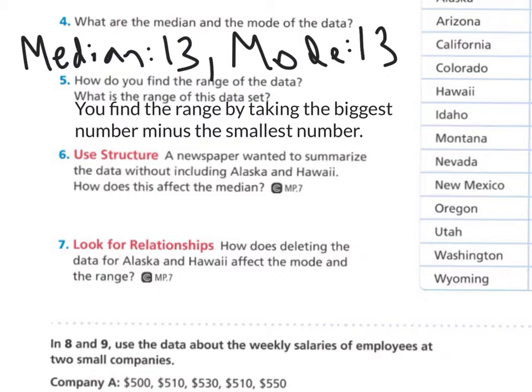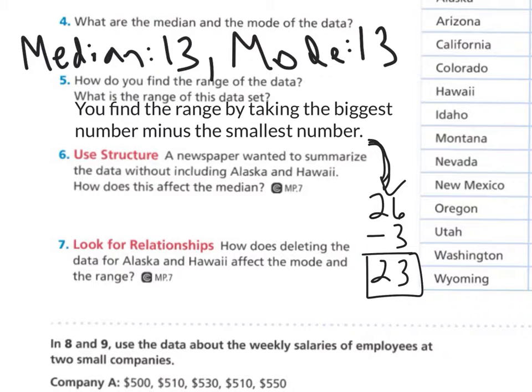Our biggest number was 26. And our smallest number was 3, so 26 minus 3 would be 23, would be our range. Okay? Number 6: a newspaper wanted to summarize the data without including Alaska and Hawaii.